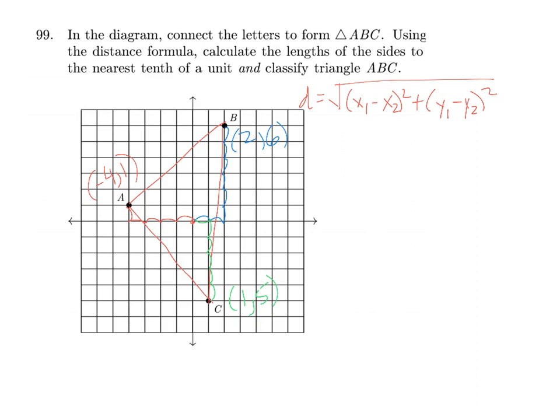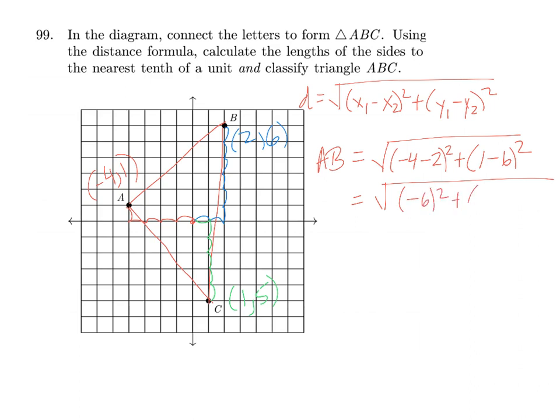Alrighty. So if I want to figure out AB, it's going to be -4 minus 2 squared plus y1, which is 1, minus y2, which is 6, squared. So that's -6 squared plus -5 squared. So I have 36 plus 25, 61, which is the square root of 61. All right, so AB is the square root of 61.